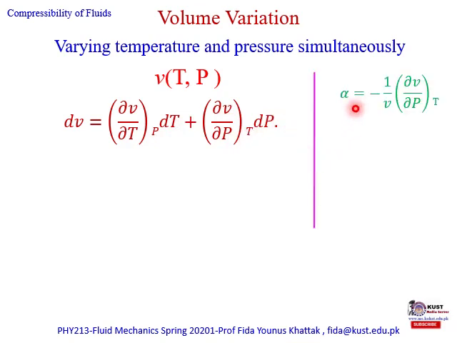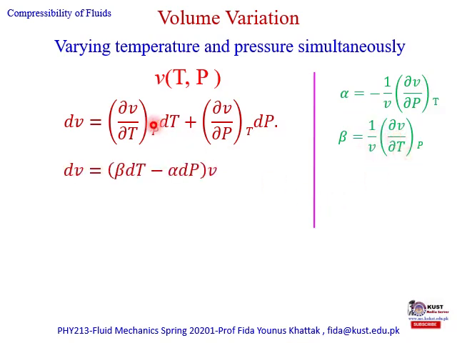We have a definition of alpha is equal to minus 1 over V, del V over del P at constant T, and beta is equal to 1 over V, del V over del T at constant P. Putting these values into the relation over here, we get dV is equal to beta dT minus alpha dP, into the volume V. Or in terms of finite difference, we can write this down as delta V over V is equal to minus delta rho over rho, approximately equal to beta delta T minus alpha delta P.